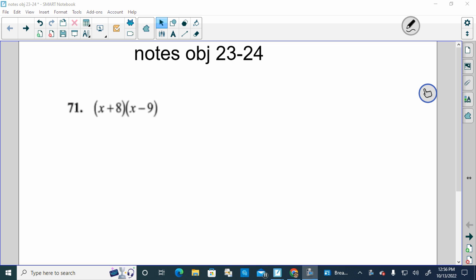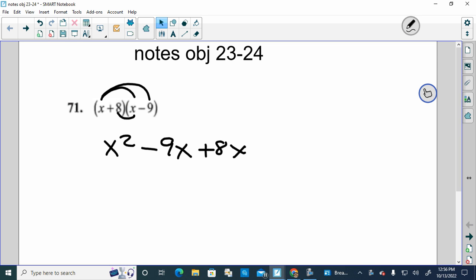Okay, so all we're doing is the FOIL method. x times x would be x squared. x times a negative 9, so negative 9x. We write the coefficient before the variable. And then plus 8x. And then a positive times negative, so negative 72. Okay, and then we combine our two middle terms, right? So we're subtracting, so it would be a negative 1x in the middle.